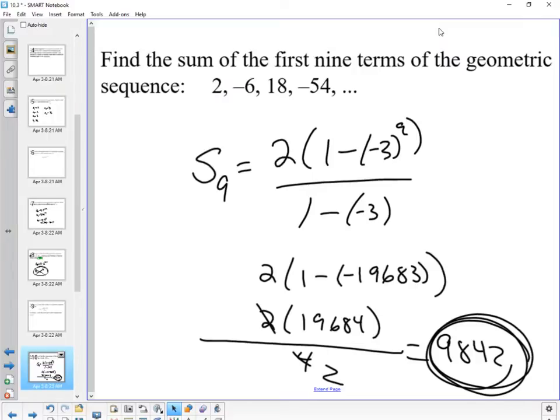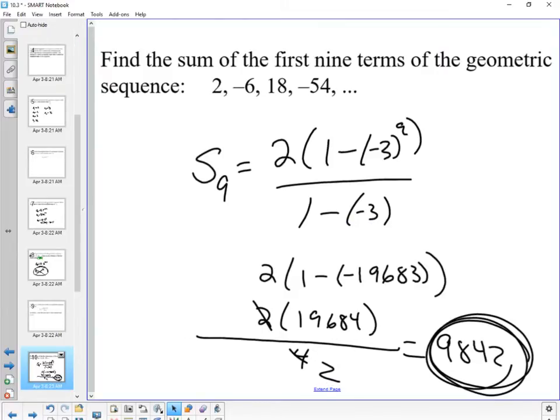9842, sorry. We're good? What'd you get for the sign? Oh, negative, negative makes a positive. Oh, you're right, I forgot. Alright, I wrote it there.